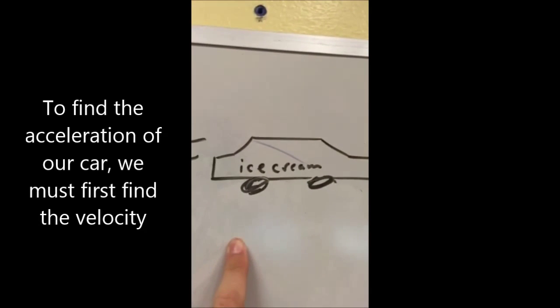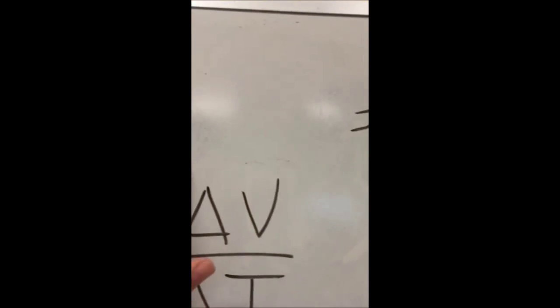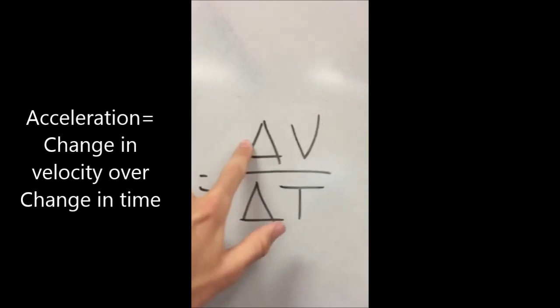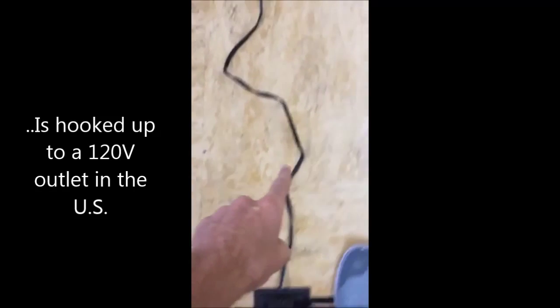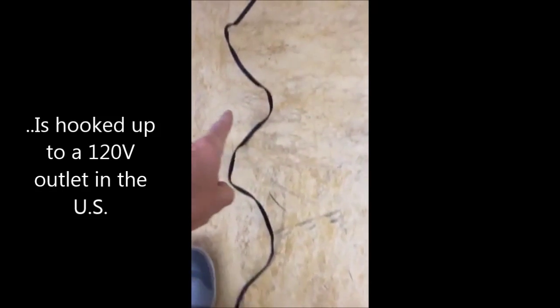To find the acceleration of our car, we must first find the velocity. Acceleration equals change in velocity over change in time. Our ticker tape here is hooked up to a 120 volt outlet in the US.